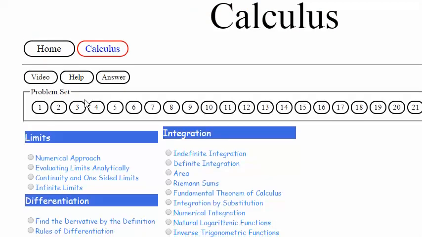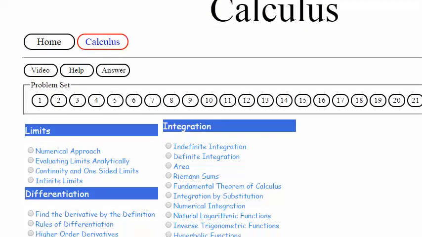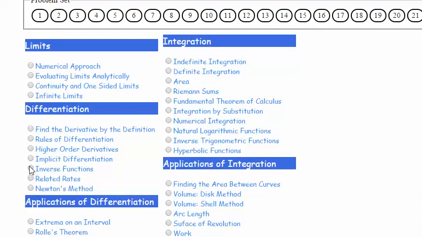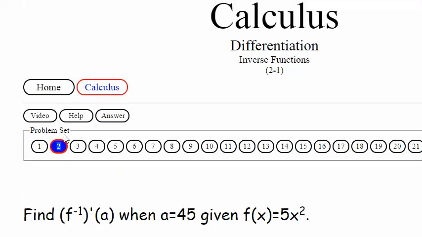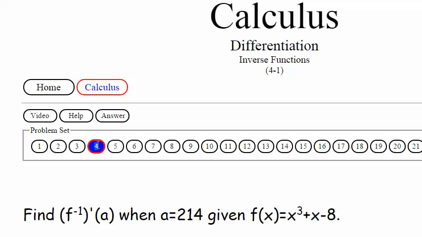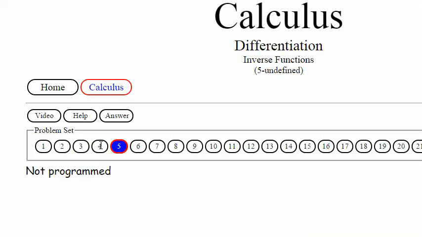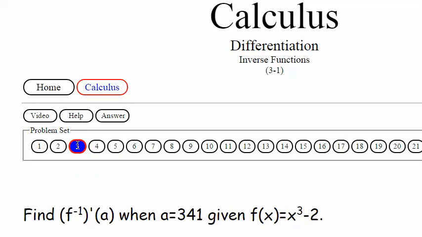Alright, let's click on Calculus and go down to Inverse Functions. And let's see, is there a 2-1 here? No, it looks like I've only got one problem associated with that. I'm just kind of looking here. Undefined. Whoa, don't have too many. I thought I had two problems. No? Okay. How about some smaller numbers?